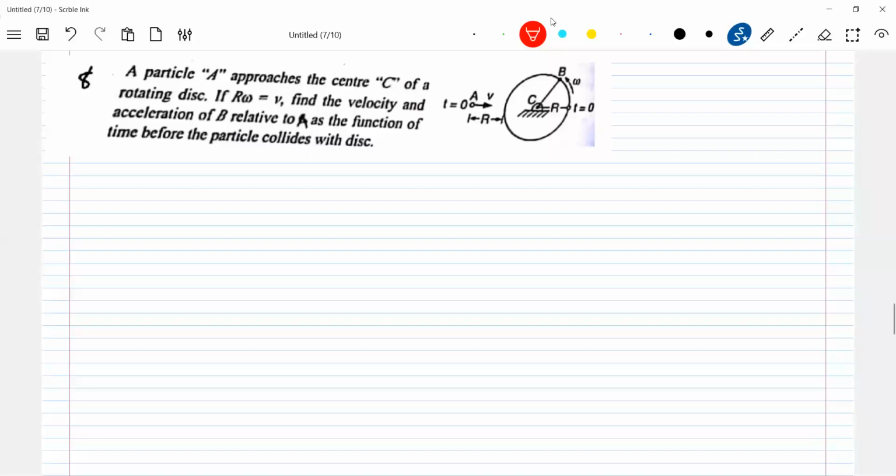A rotating disk. If v equals r omega, find the velocity and acceleration of B relative to A as a function of time before the particle collides with the disk. So it is something.